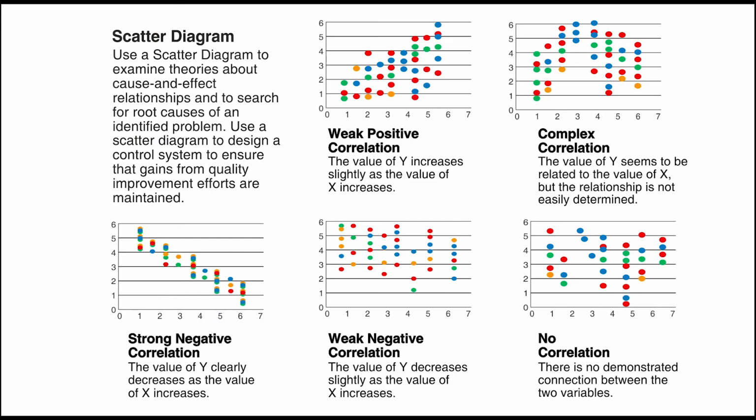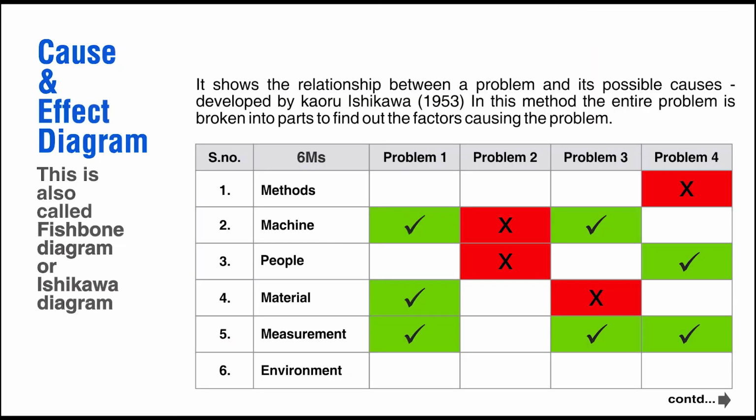Use a scatter diagram to examine theories about cause and effect relationships and to search for root causes of an identified problem. Use a scatter diagram to design a control system to ensure that gains from quality improvement efforts are maintained. It shows the relationship between a problem and its possible causes. Developed by Kaoru Ishikawa, 1953. In this method, the entire problem is broken into parts to find out the factors causing the problem.